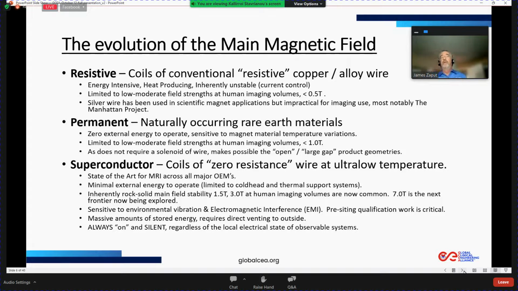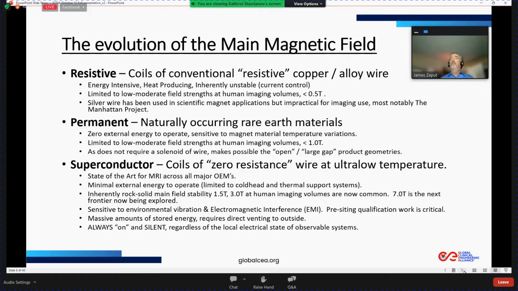These are also limited to low to moderate field strengths at human imaging volumes. These will tend to come in at less than 1 T. As this engineering does not require a solenoid of wire, this is what makes possible the open or the large gap product geometries. So all of the open MRIs that you recall for larger patients, larger body habitus, these were based on permanent magnets. Fast forward to today, the superconductor.